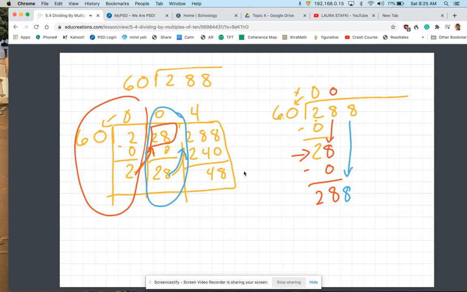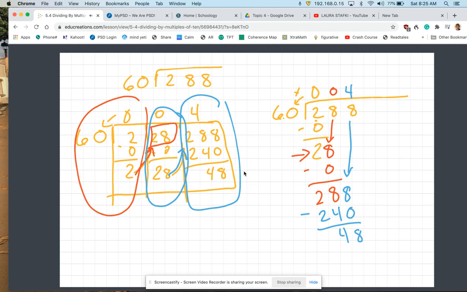How many times can 60 go into 288? 4. 4 times 60. And this section right here is 240. And you're going to subtract and you get a remainder of 48.